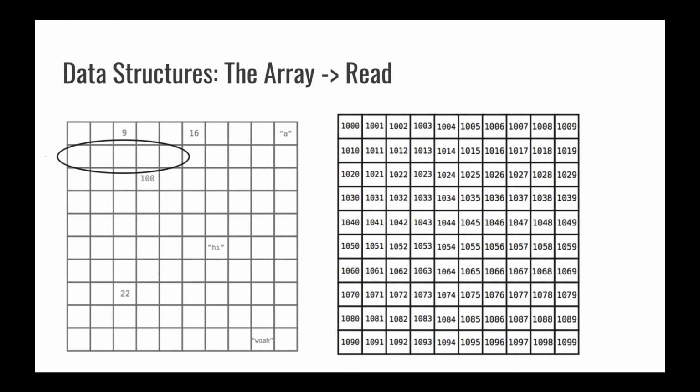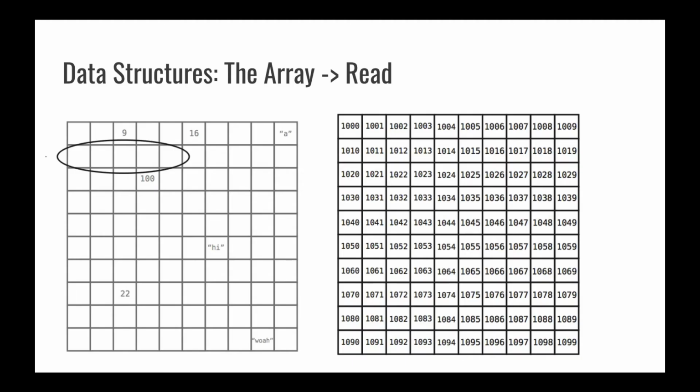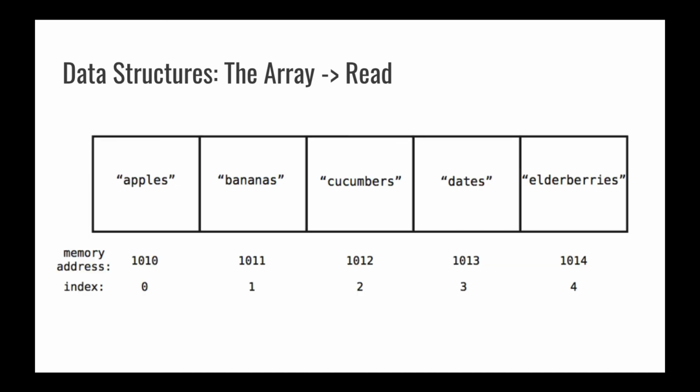Now, another thing to note is that a computer has the ability to go to any particular memory address in a single step. If I ask the computer to go to memory address 1099, it can do that. It doesn't have to do that sequentially. Why? Because that is simply how computers are built. Therefore, let's look at our example array again. So here we have our apples, bananas, cucumbers, dates, and elderberries.